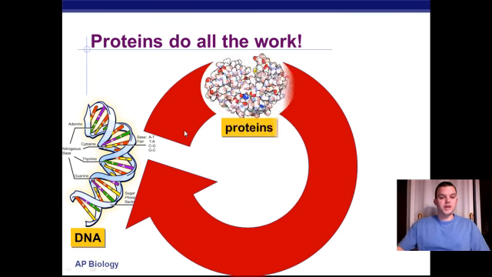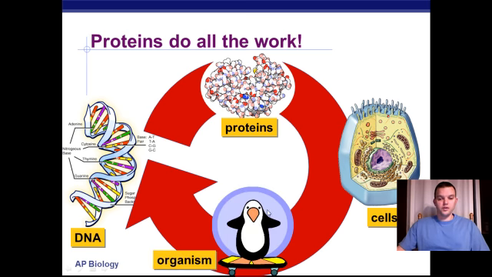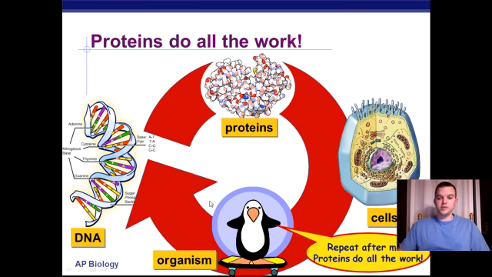All right, so the DNA has all the instructions on how to make the proteins. The proteins then are able to do the work for the cells, and then the cells do the work for the creepy little penguin guy with the creepy little sound. Remember, we talked about yesterday, proteins do all the work.